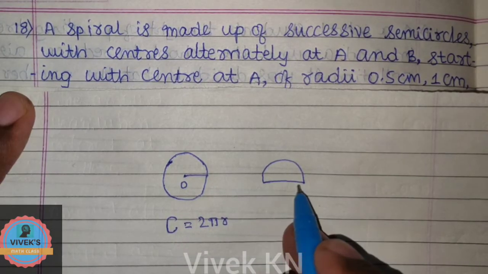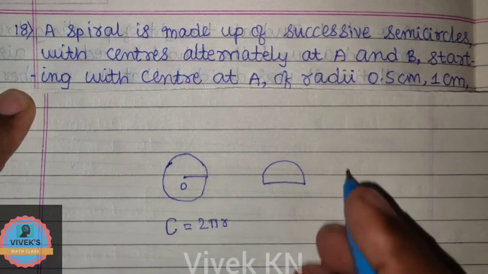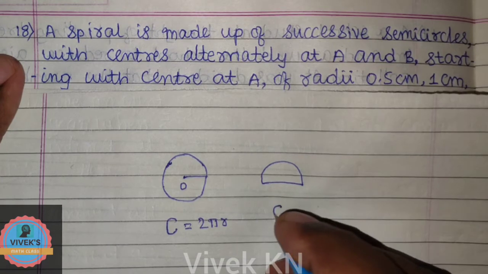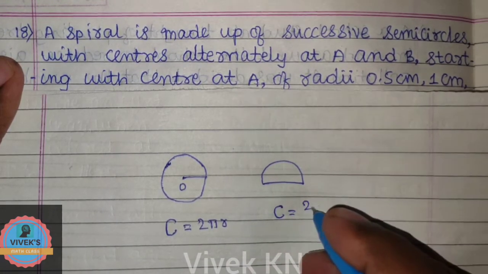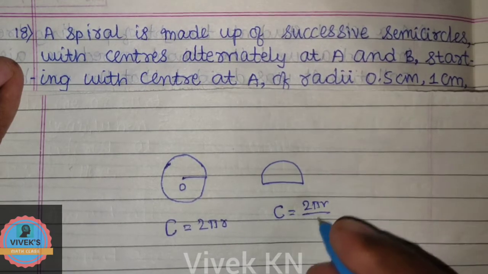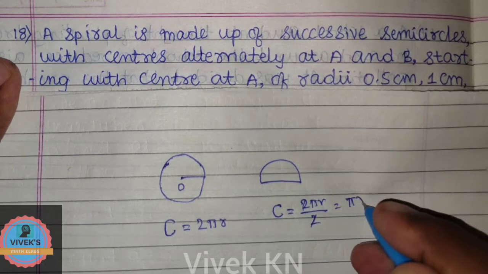this is the semicircle. This semicircle is nothing but half of the circle. That is, circumference of this semicircle is 2 pi r divided by 2, that is pi r.